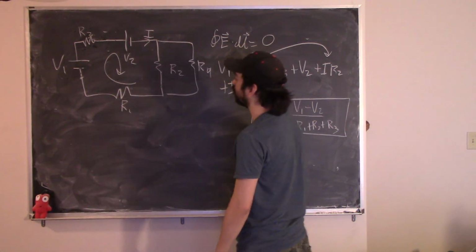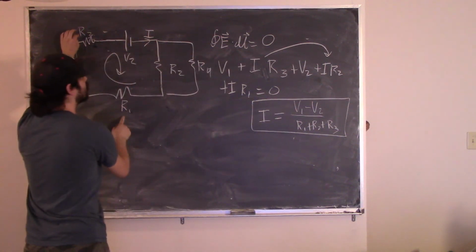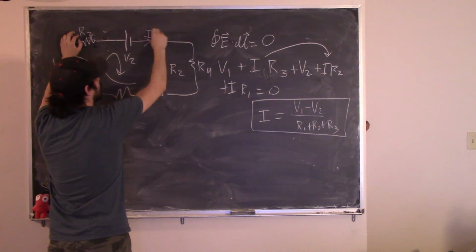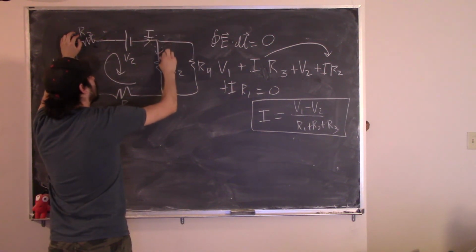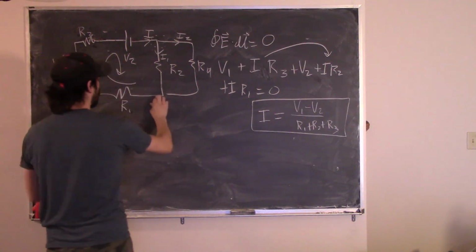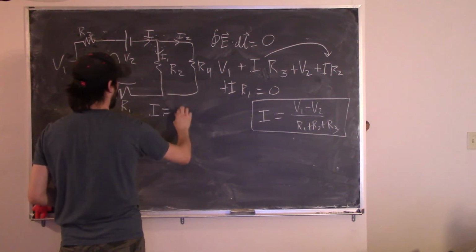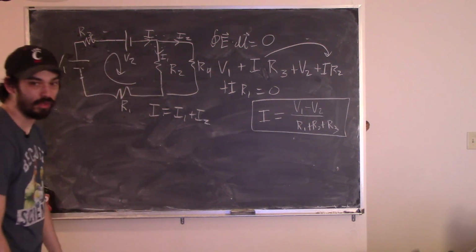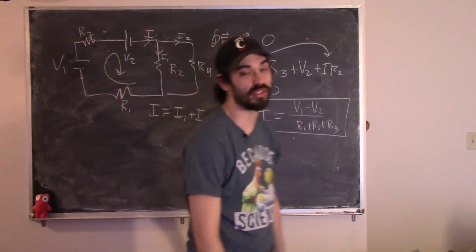The current through R1 and R3 is the same, but when I get over here I have this junction, so this current I that I had before is going to split. This is going to be some I1 and this is some I2. So then I can say I is equal to I1 plus I2. That's the only time when the current's not going to be the same.